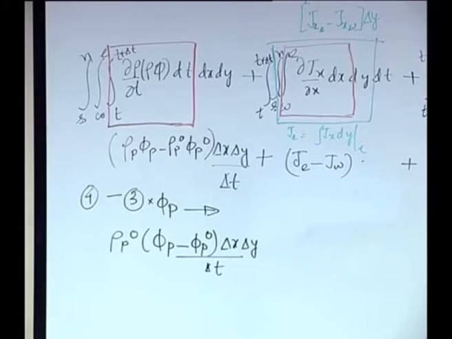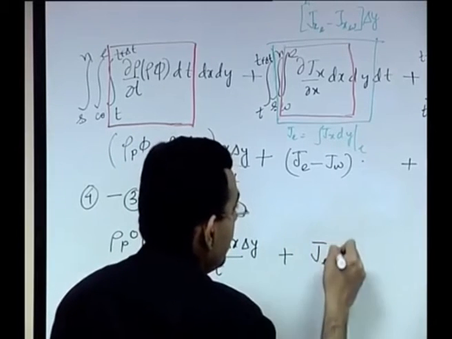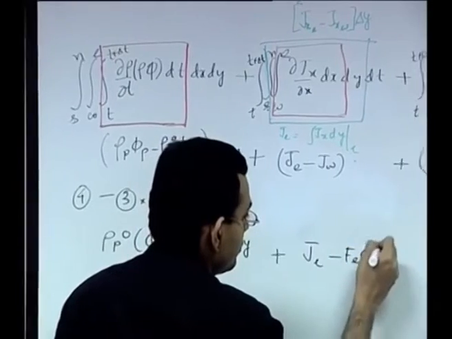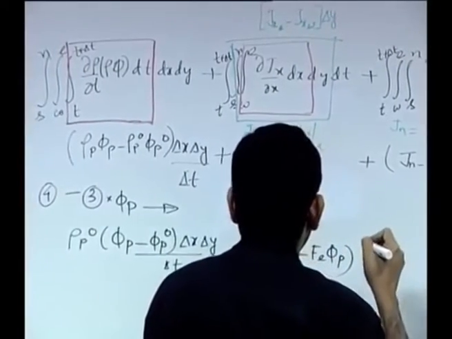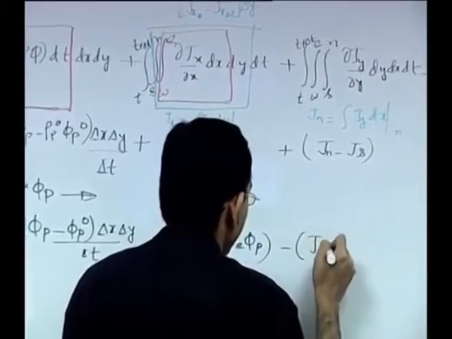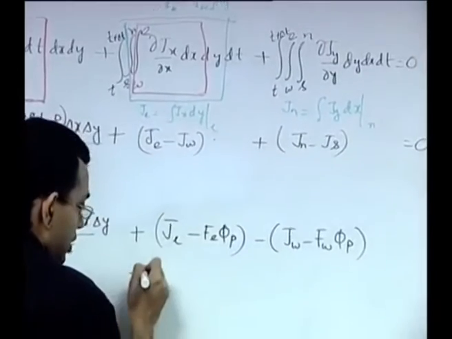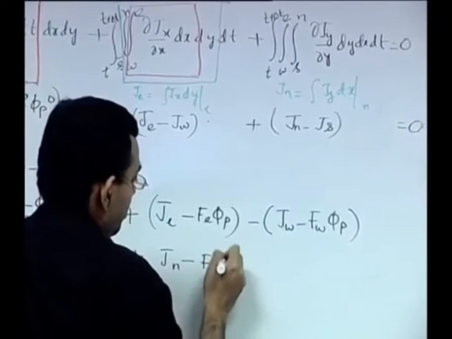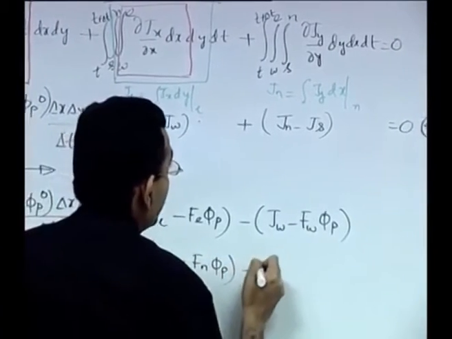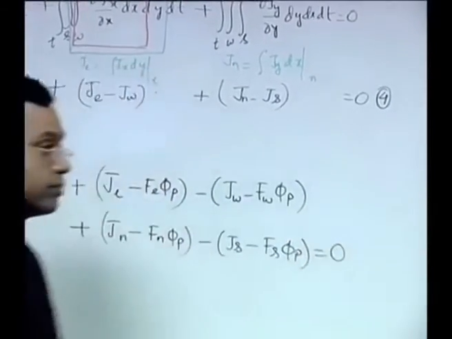that is the subtraction of the first two terms, plus (Je minus Fe phi P) minus (Jw minus Fw phi P) plus (Jn minus Fn phi P) minus (Js minus Fs phi P) equal to 0.